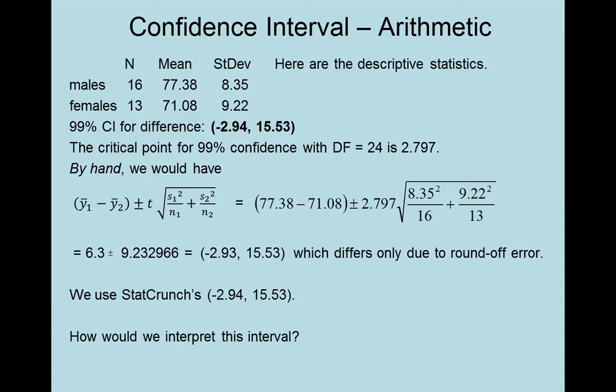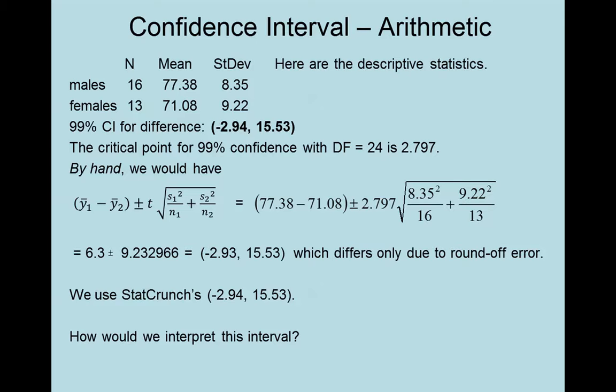So what I've done is rewritten the descriptive statistics. You've got the sample sizes, the means, and the standard deviations. I also copied down the confidence interval for us. Now the critical point to use for 99% confidence when the degrees of freedom is 24 is 2.797.